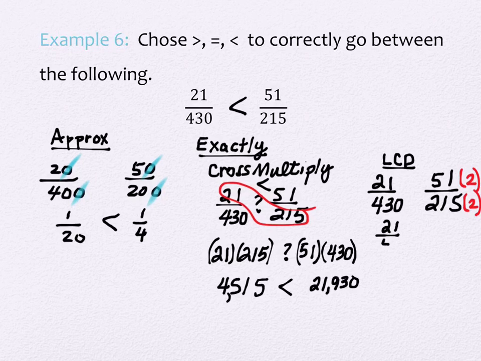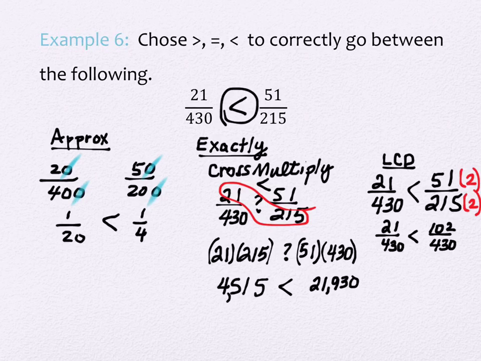So this is 21 over 430 on the left. That one didn't change. And then I have 102 over 430 on the right. Very quickly, we can say that the one on the right is larger, which means 51 over 215 is larger than 21 over 430. So this is, in fact, the right answer in the middle. And any one of those options would be a justification as to the why, and perfectly reasonable justification.